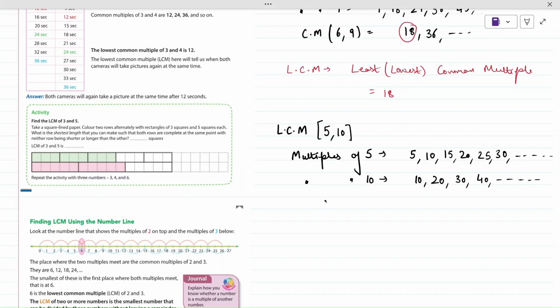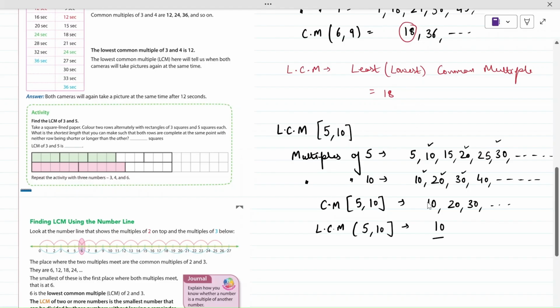And what is the next step? Find the common multiples of 5 and 10. And what are the common ones? 10 is common, 20 is common, 30 is common. So these are the common multiples, 10, 20, 30, and so on, right? And last thing is LCM. Among the list, we have to find the least common multiple. So here it is 10. I hope this is clear.